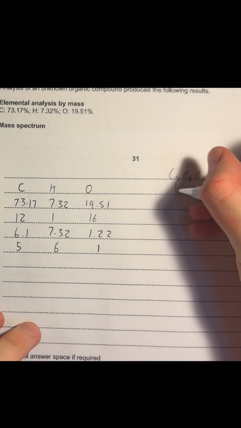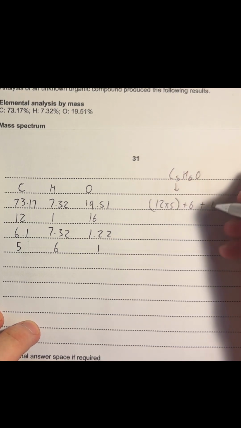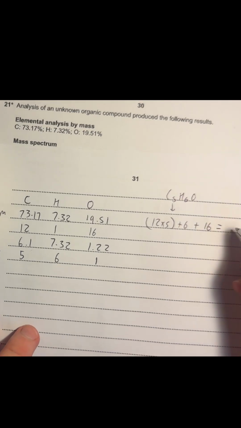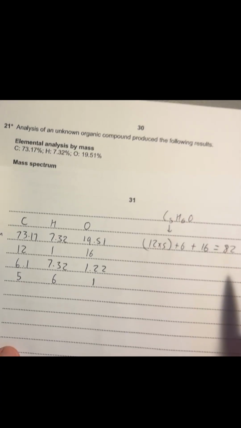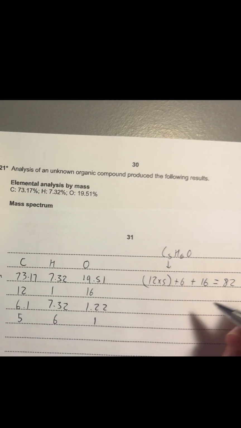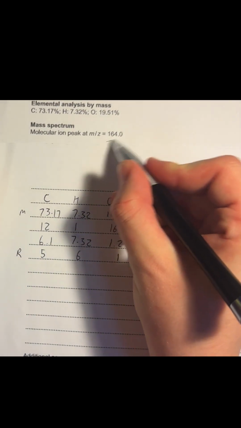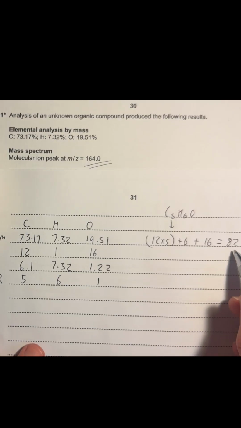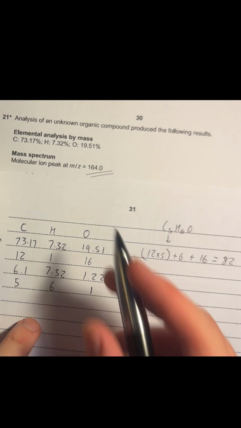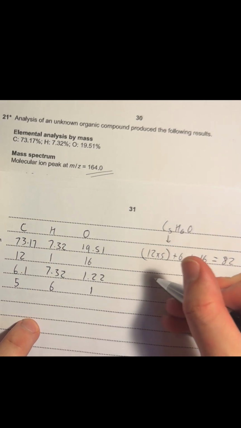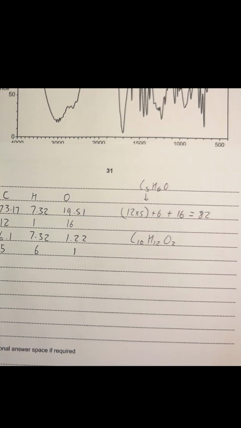The MR of this is going to be equal to 12 times 5 plus 6 plus 16, sorry. This will be equal to 82 grams per mole, like so. And the actual MR of the whole compound, we know from just here. The molecular ion peak is 164. That, 82 here, is half of that. So you know the actual molecular formula is going to be double this. So it's going to be C10H12O2.